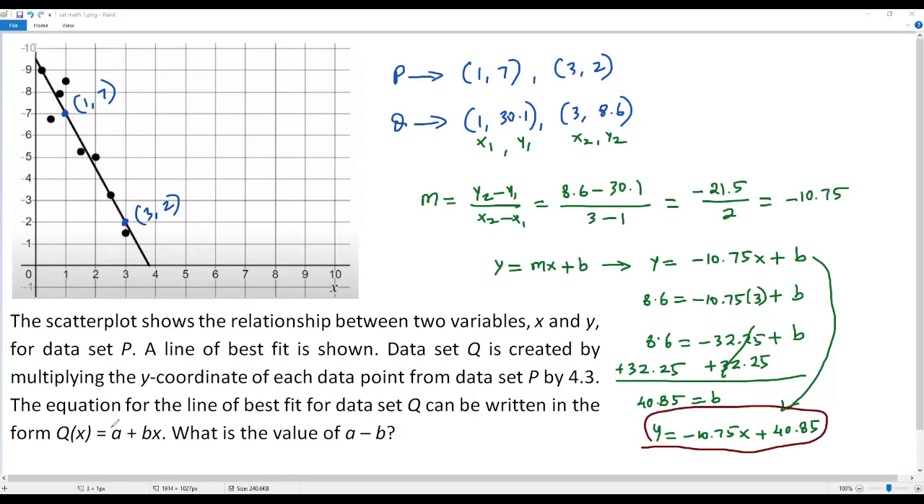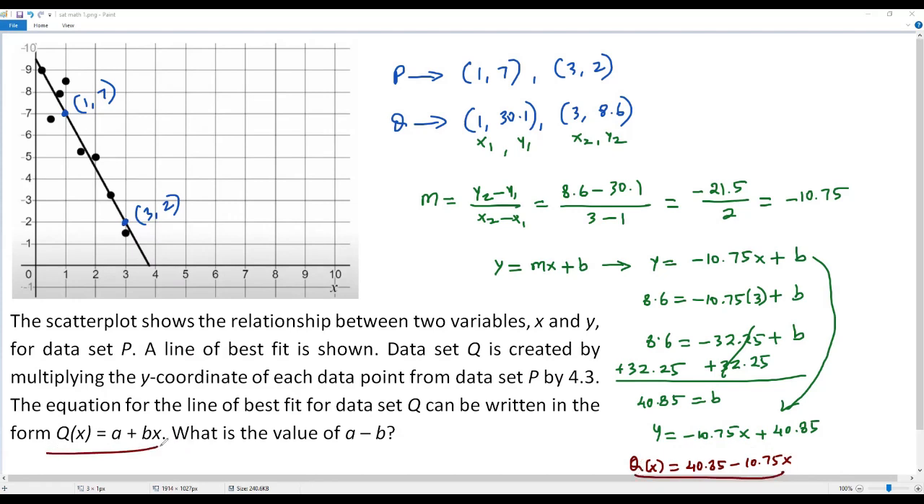Already we have such an equation over here, that is Q of x equals a plus bx. Now let me write this equation exactly in this form, and also replace y by Q of x. Here in this equation we have the constant first and then the x term. So let me write the constant 40.85 first, then the x term, that is negative 10.75x. Now the equation we got is exactly in this form.